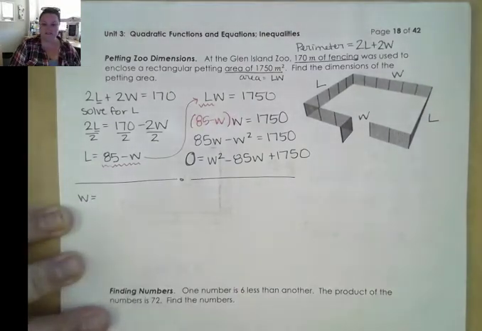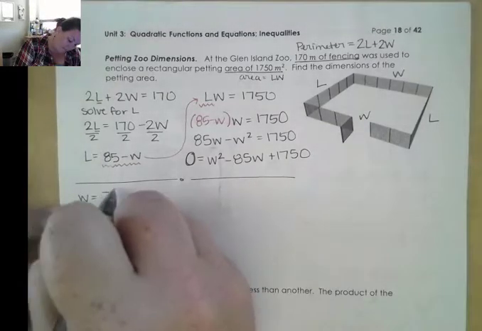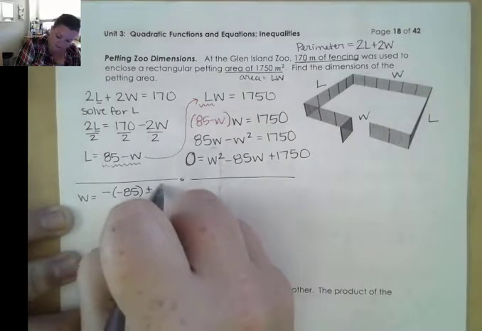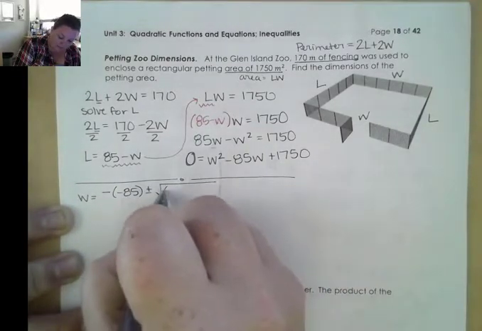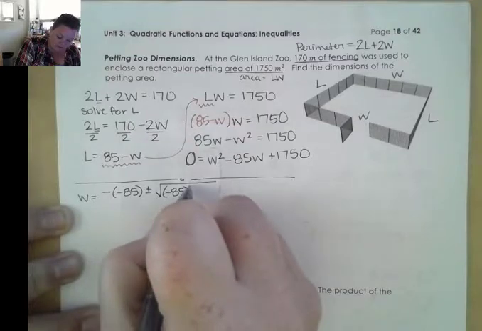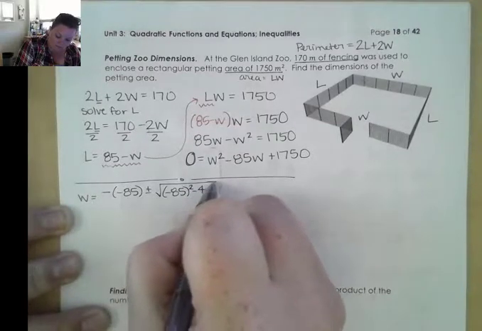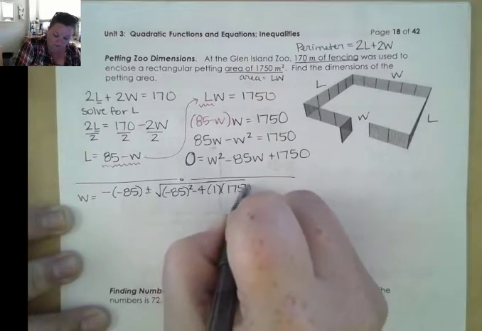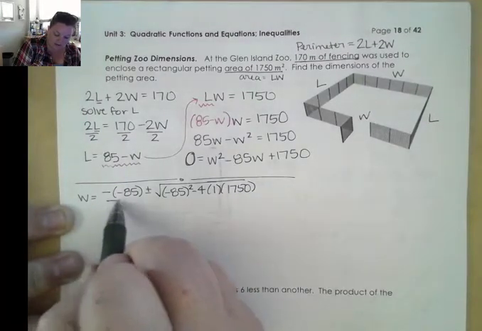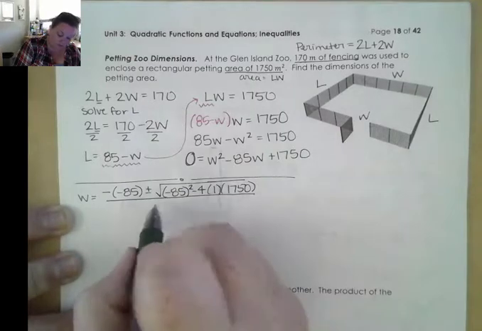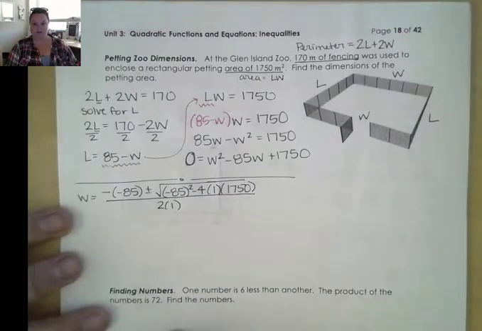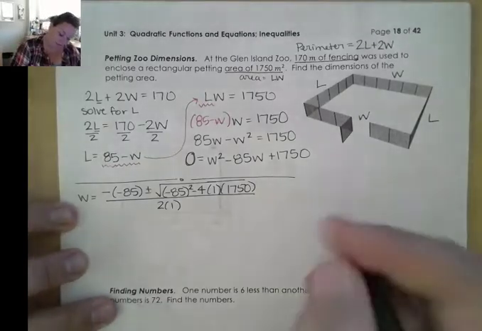The quadratic formula says that we do negative b, or the opposite of our b, which is negative 85, plus or minus the square root of b squared, so negative 85 squared, minus 4 times our a, which is 1, times our c, which is 1750, and that is all over 2 times our a, which is 1. So I'm going to go ahead and just keep simplifying.